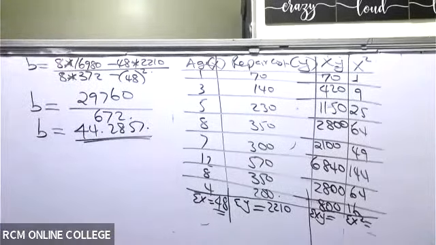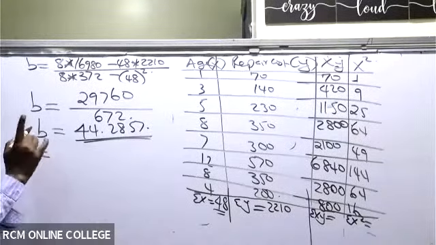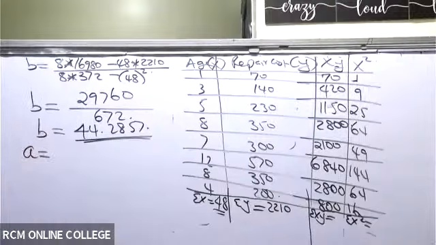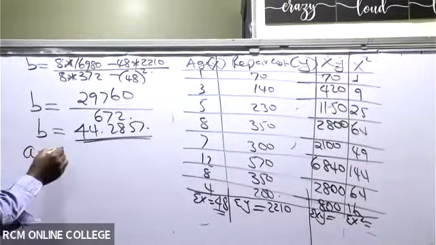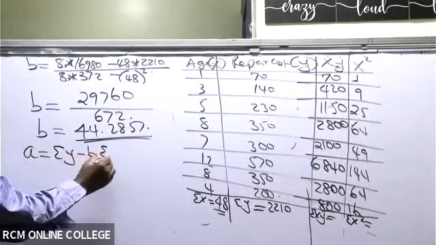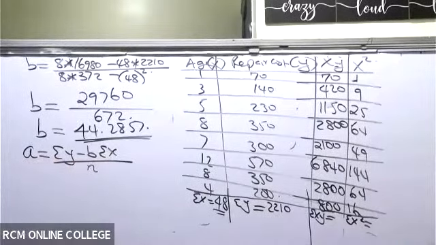This is the value of B. And once you get the value of B, getting A is as easy as a walk in the park. To get A, we normally take summation of Y minus B, summation of X, divided by N.